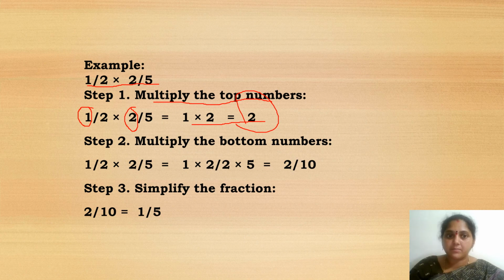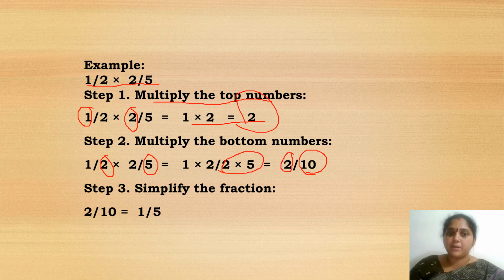Now, multiply the bottom numbers. What are our bottom numbers? Here, it is 2 and 5. Now we have to multiply both bottom numbers, that is 2 into 5. When we multiply 2 into 5, what is our denominator? Our denominator is 10. We have already found our numerator. What is our numerator? Our numerator is 2.